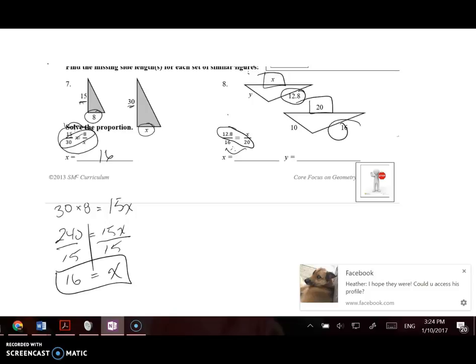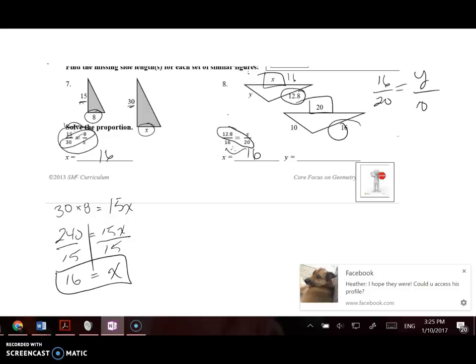And I believe if I do that, x, the product, or the answer should be 16 there for x. I'll do the same thing for y. I'm going to set up my proportion. I can actually use my new proportion, 16 over 20, because I now know that x is 16. 16 over 20 equals y over 10.